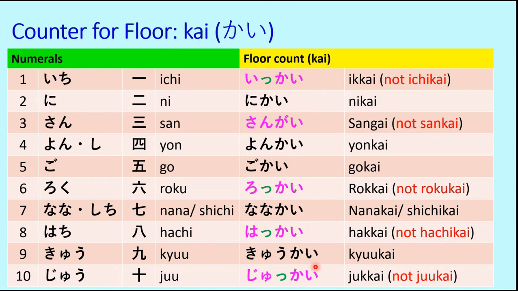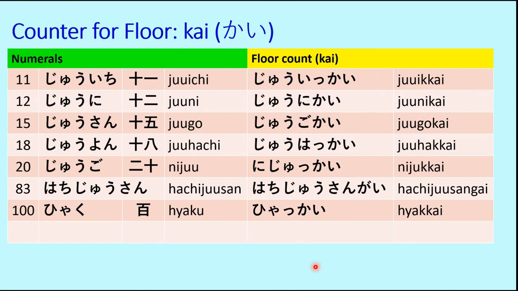So let's move forward now. We have 11, that means the numeral 11 is juichi, and the corresponding 11th floor is juikkai. Then we have 12, which is junikai. We have 15 as jugokai. We have 18 as juhakkai. 18 is juhachi and the floor will be juhakkai, and this hakkai comes from the 8th floor. So it is 10 plus 8, 18th floor.